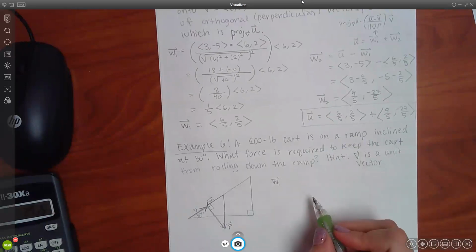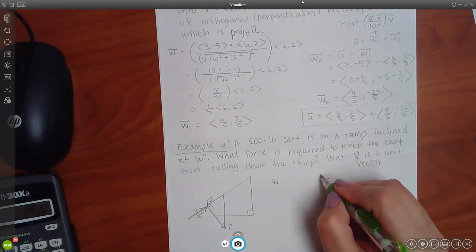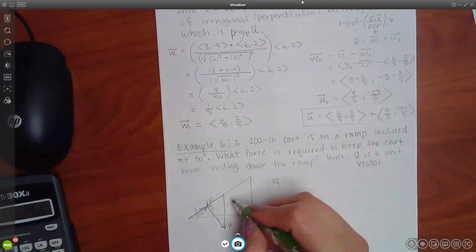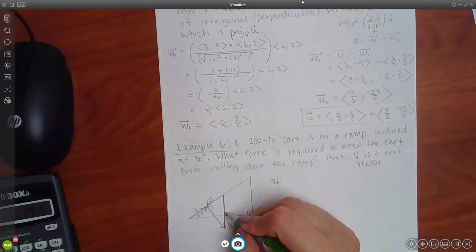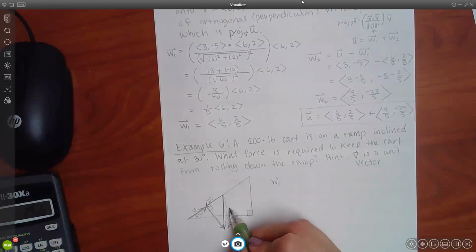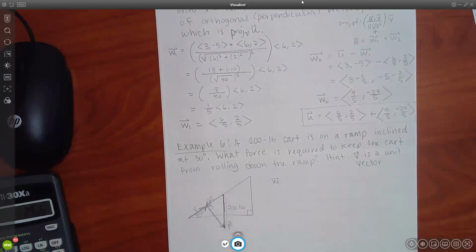So I know that U, if it's 200 pounds, how much force is going down this way? I know that this measurement is going to be 200 pounds because that's pulling down all the way the weight. The weight has gravity, right? Gravity goes downward toward the ground. So that's going to be my 200 pounds.